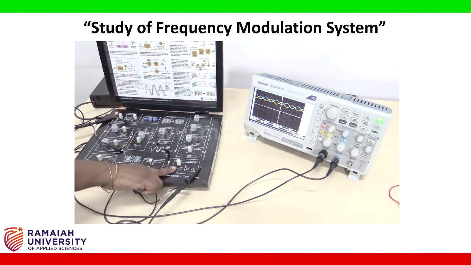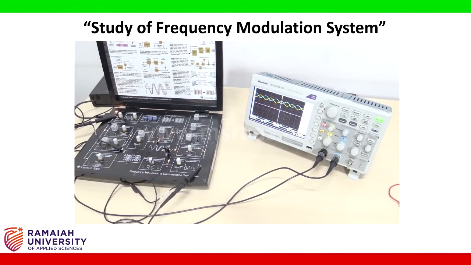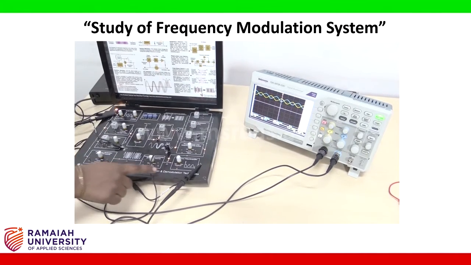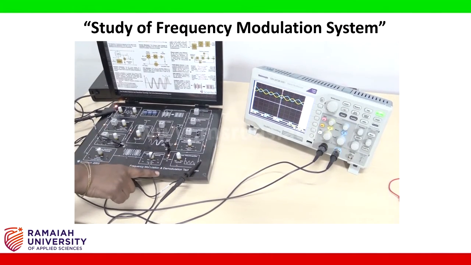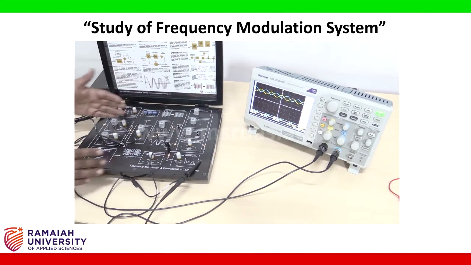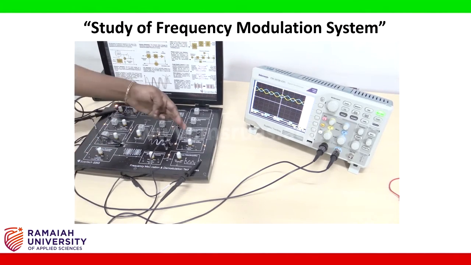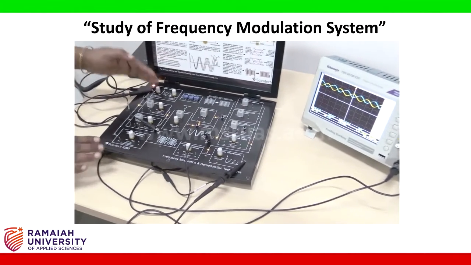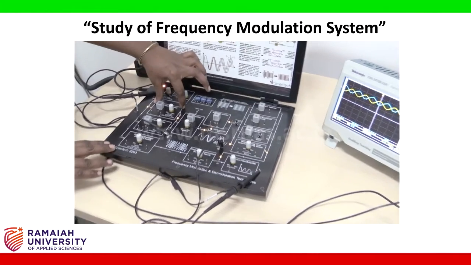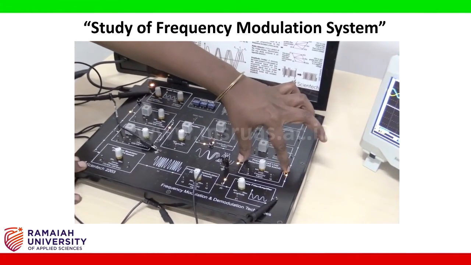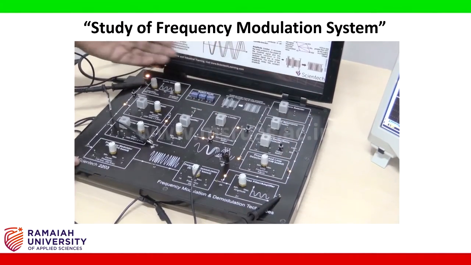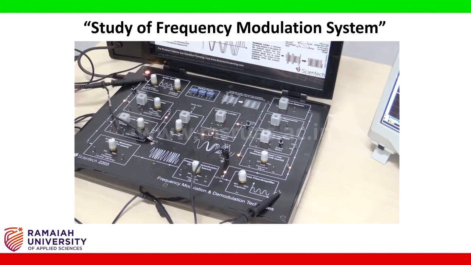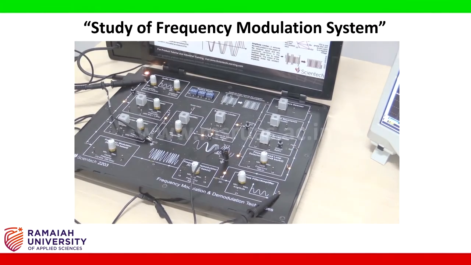So this concludes the frequency modulation and demodulation experiment. However, you can verify the same by changing the modulator section and demodulator section. This experiment focuses on the reactance modulator and phase locked loop detector. The same thing can be worked out with any other modulator and demodulator. This concludes the experiment.